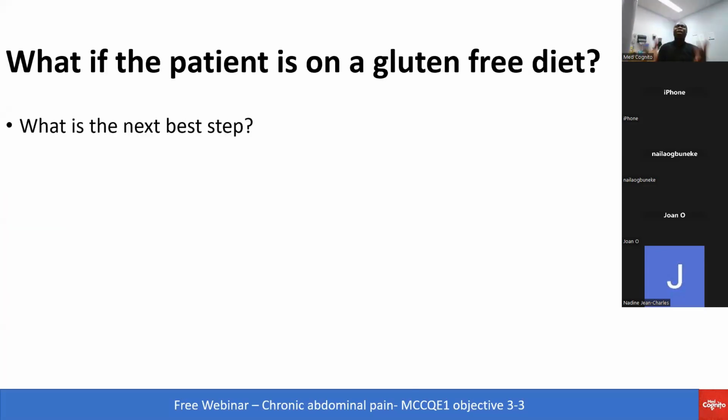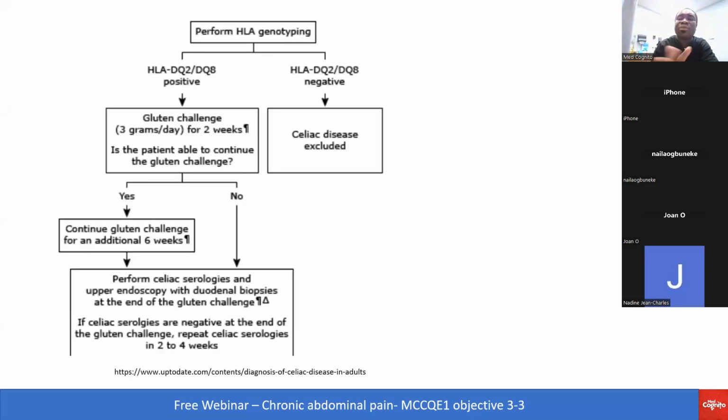However, you can also have somebody who is taking a gluten-free diet and the patient comes to you and you are still thinking, could this patient have celiac disease? What step will you take? You just have to follow this algorithm from UpToDate. If the question tells you the patient is on a gluten-free diet, then you have to do an HLA genotyping. For example, the patient has been on a gluten-free diet all her life. Then do the HLA genotyping.